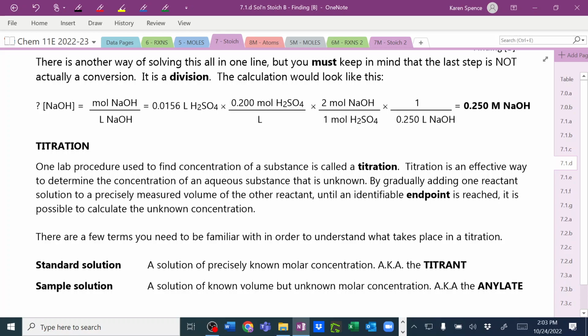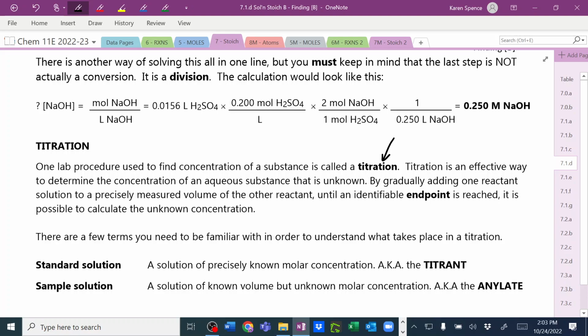One lab procedure that is used to find concentration of a substance is called titration. It is an effective way to determine the concentration of an aqueous solution using the math like we just did. You gradually add one reactant to the other reactant until magically a color change takes place, telling you that the reaction is perfectly complete.